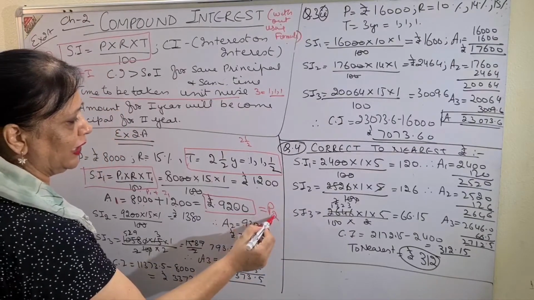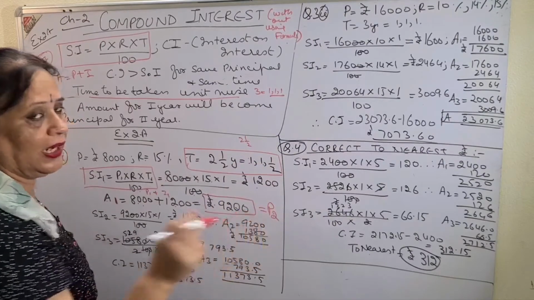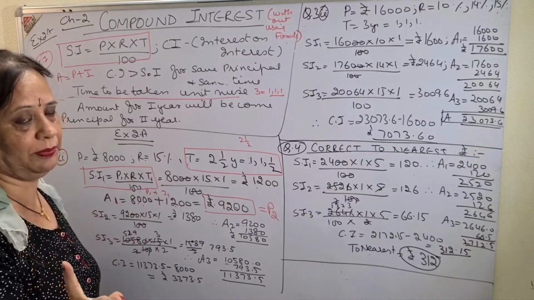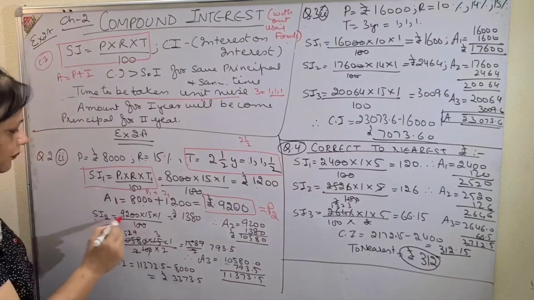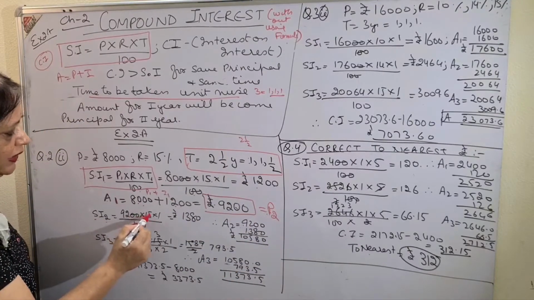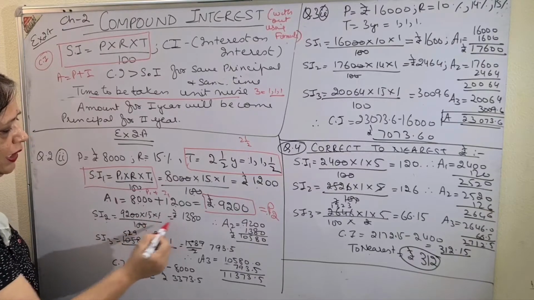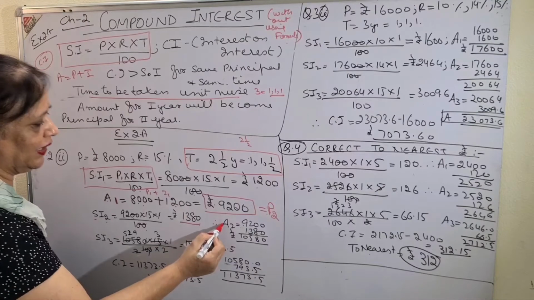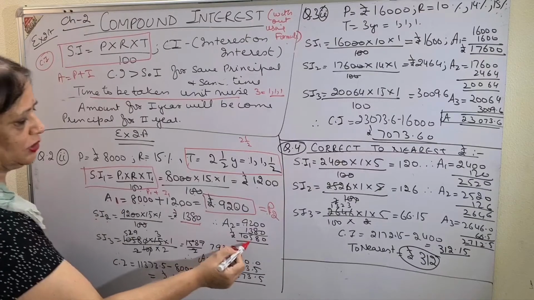I am writing with the red pen so that you are very clear about it. See the presentation I am giving, and this type of presentation you are going to follow in the paper. So P2. Now for the second year, SI2 is P2 into rate into T2, that means 9,200 into 15 into 1 upon 100. Again calculate it and find amount 2. Amount 2 will be P2 plus I2. This is your amount 2.